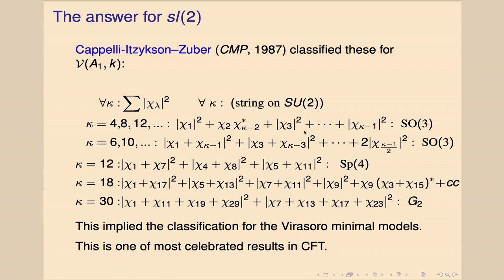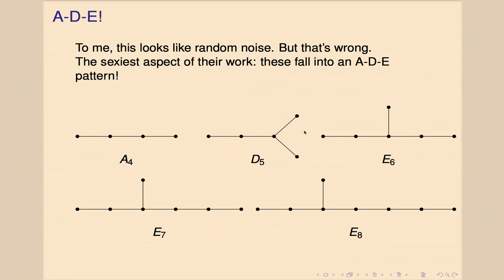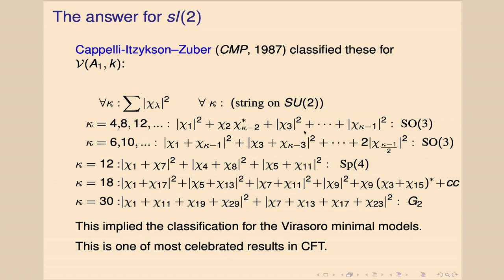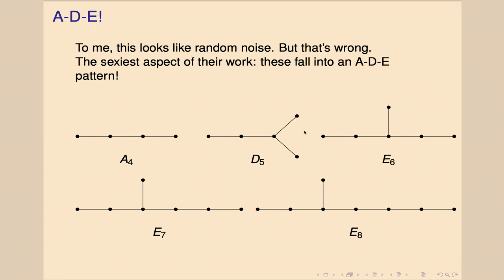Okay, so this is one of the most celebrated results in CFT for lots of reasons. To me this would look completely like noise. If I were to have been lucky enough to work on this and accomplish it, then I would have left it at that and felt proud of myself. But these guys were different, and what they did is they noticed something that was pretty special. They noticed that these fall into an ADE pattern for reasons that, unless you ask me, I'm not going to get into. So we'll talk more about exactly how to get these Dynkin diagrams from these full CFTs, but these are the ADEs. These things, their answer falls into the ADE classification.